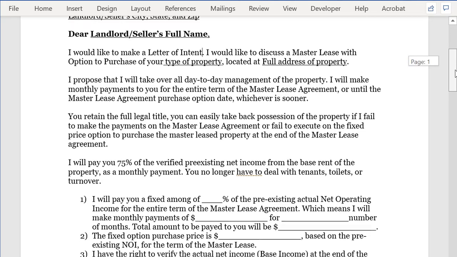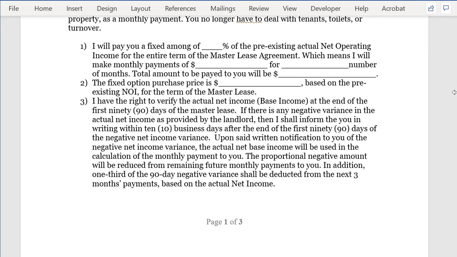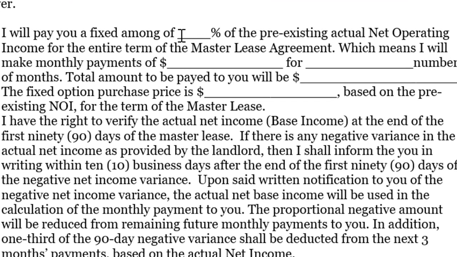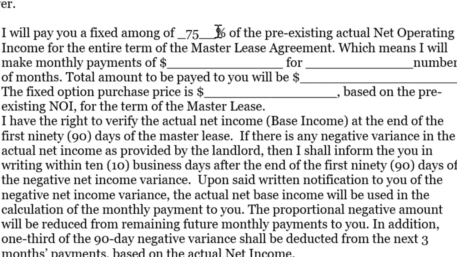Now, in this here, we can put in the amount, because you know the numbers, of what percentage of the pre-existing number you're going to use. Now, from my business perspective, I told you 75. Put in 75%, and we're good. Now, if you've negotiated 70, great, knock yourself out. But you're going to be making monthly payments.